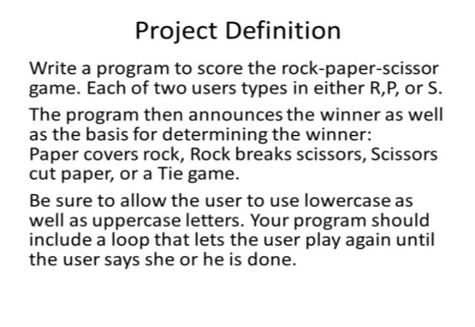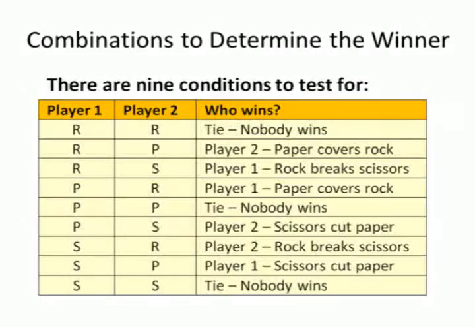Your program should include a loop that lets the user play again until the user says she or he is done. There are 9 conditions to test for. If player 1 selects R for rock, player 2 could have rock, paper, or scissors. If player 1 selects paper, player 2 could have rock, paper, or scissors. If player 1 selects scissors, player 2 could also select rock, paper, or scissors.